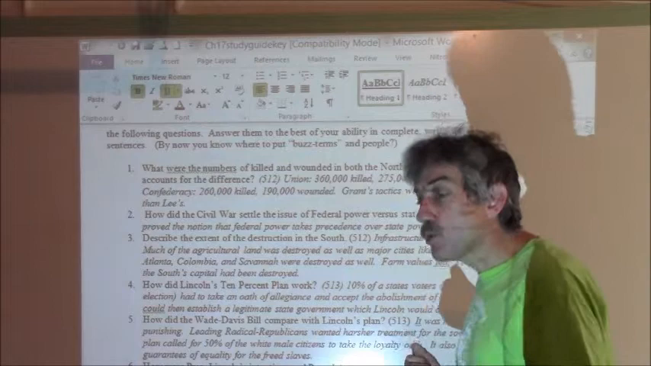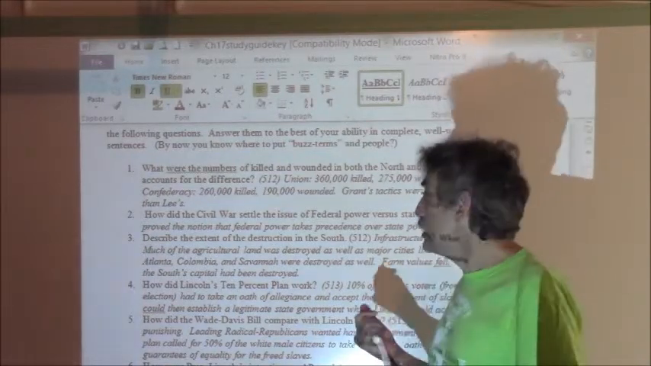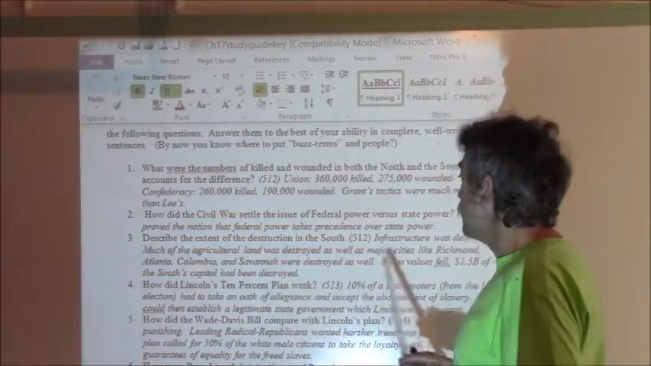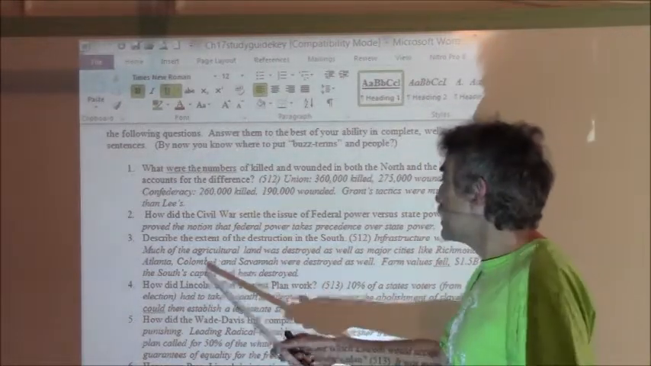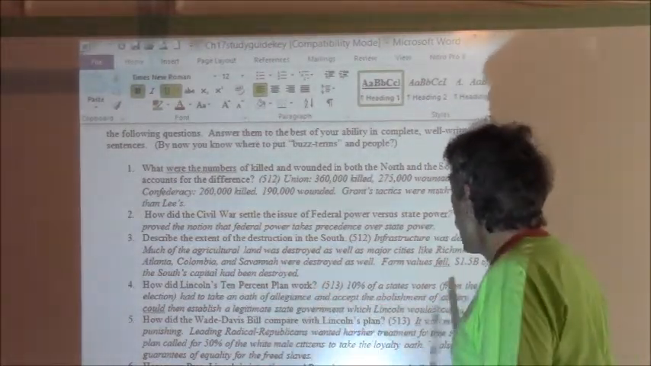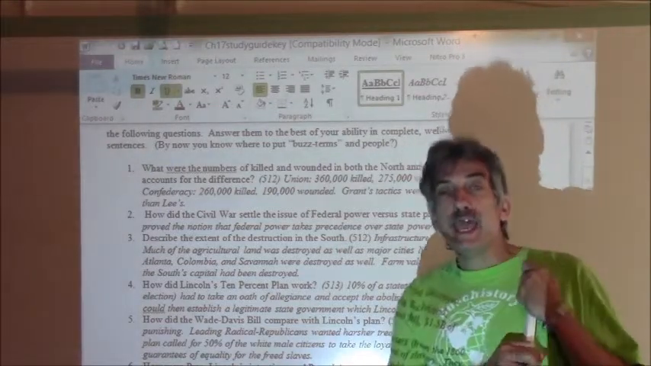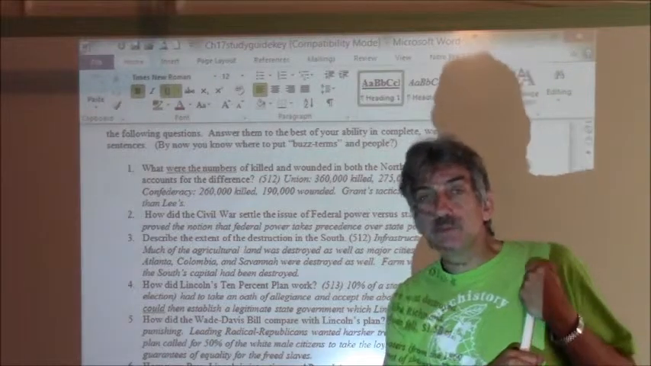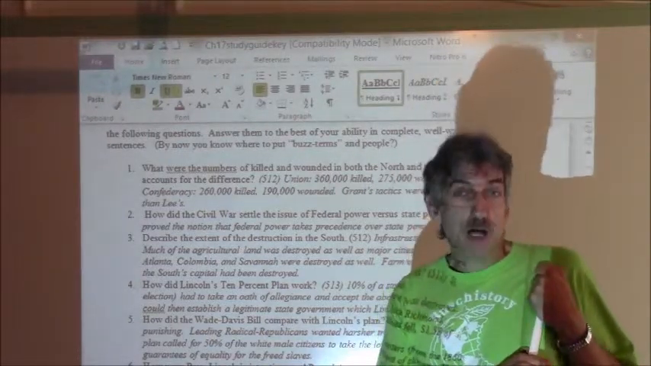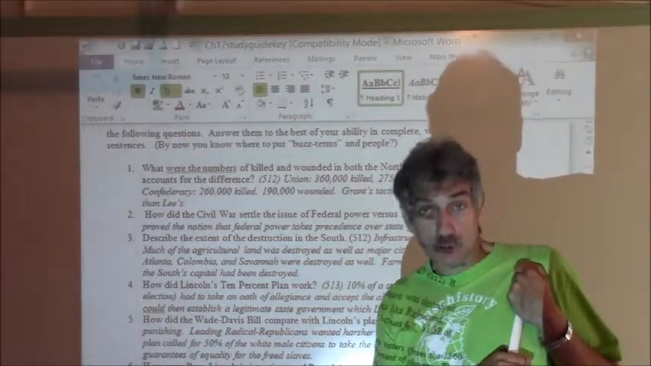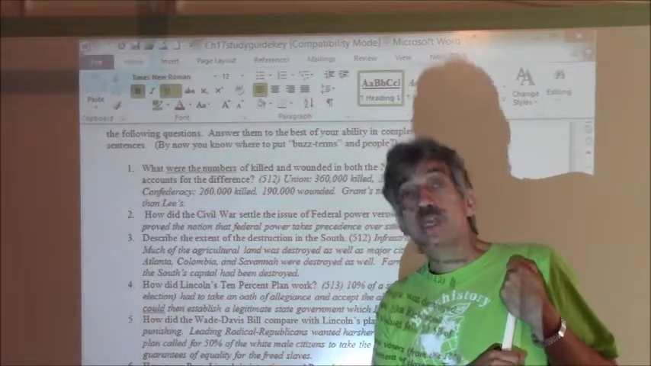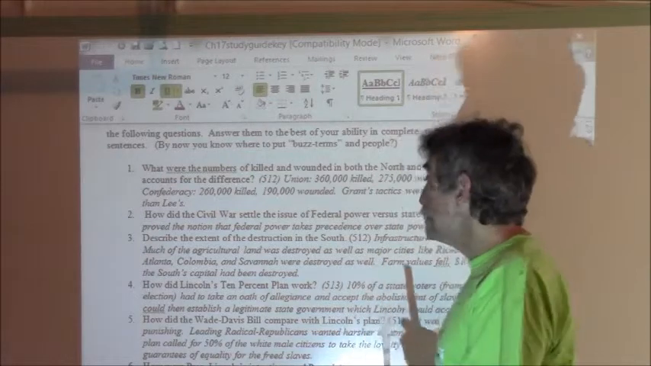And the North waged a war of total destruction on the South. The infrastructure was destroyed. The agricultural land was destroyed. Richmond, Atlanta, Columbia, and Savannah were destroyed as well. Farm values were destroyed. And people like William Tecumseh Sherman poured salt on the ground to destroy the agricultural use of the ground for years to come, and burned everything they came across. It was total destruction. The South was devastated.